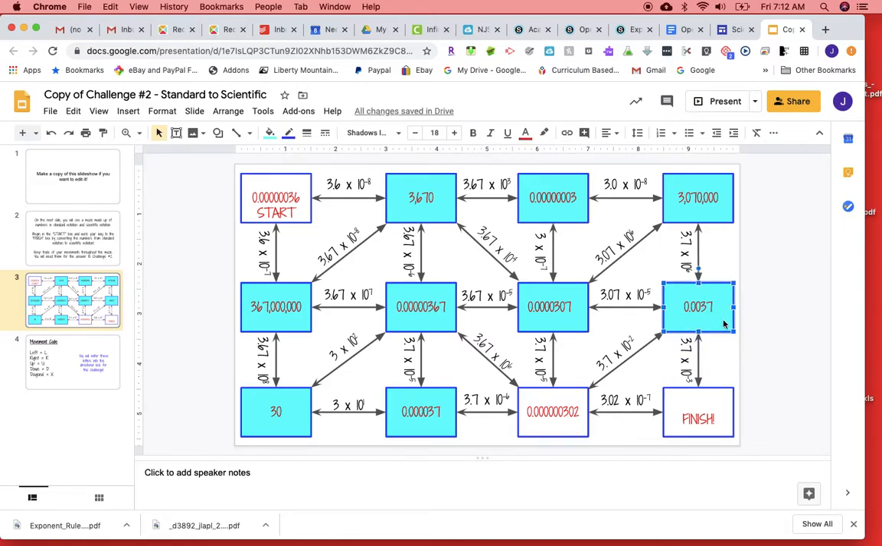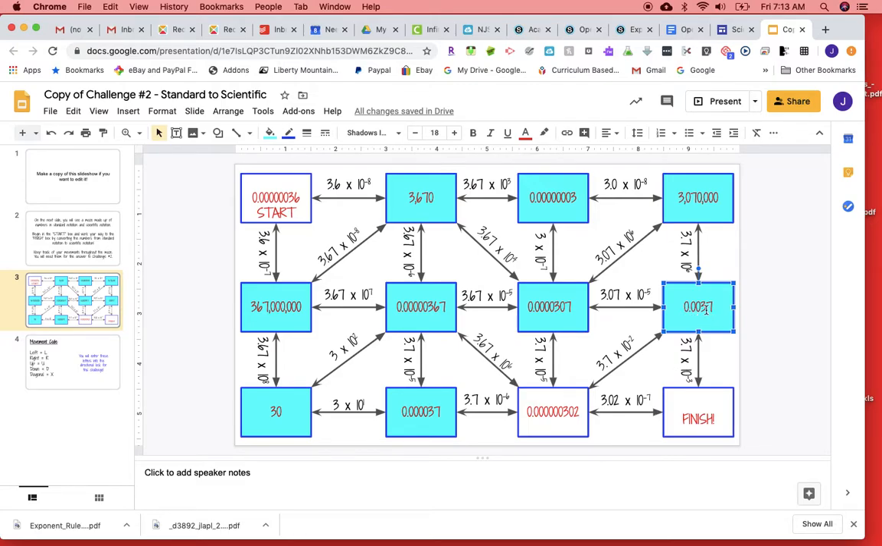Our next one, we have a small number, so it's going to be a negative exponent. Our choices are both negative. We have a 3.7 and 3.7. So the only difference is -2 or -3.